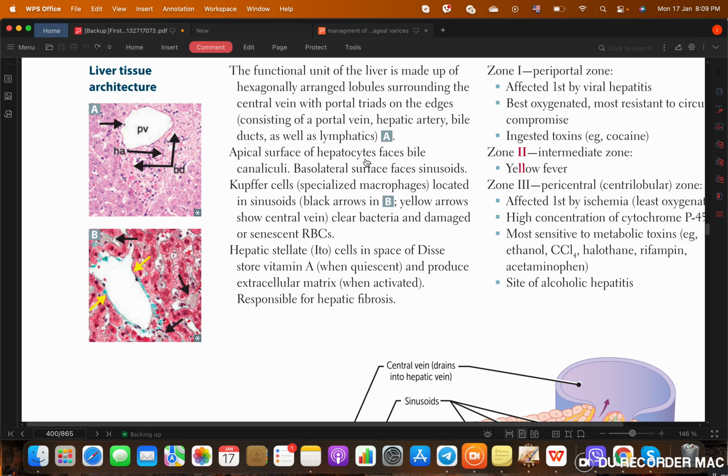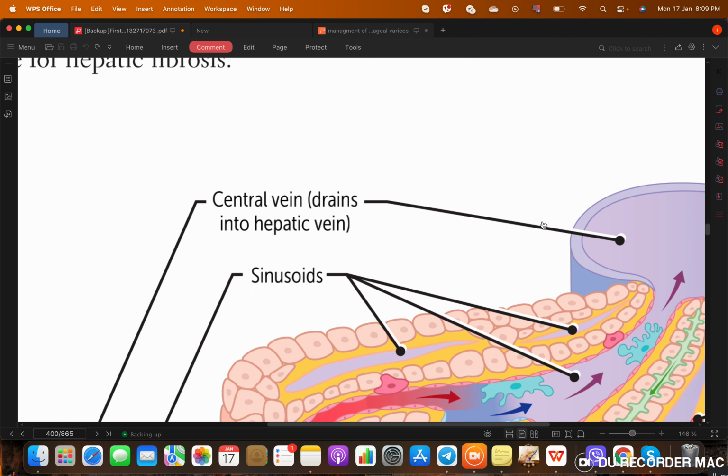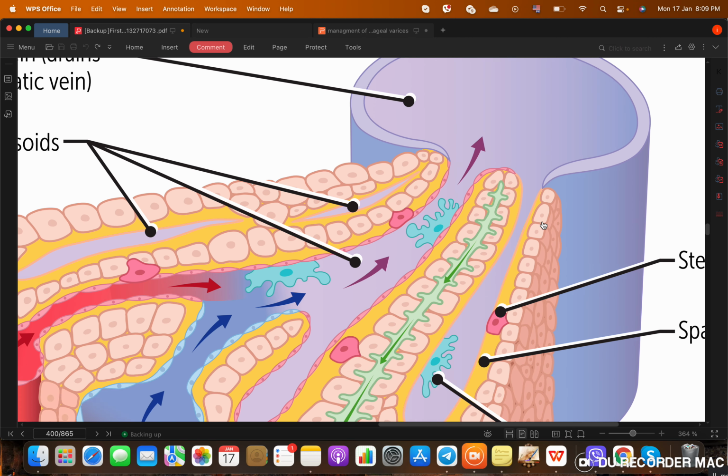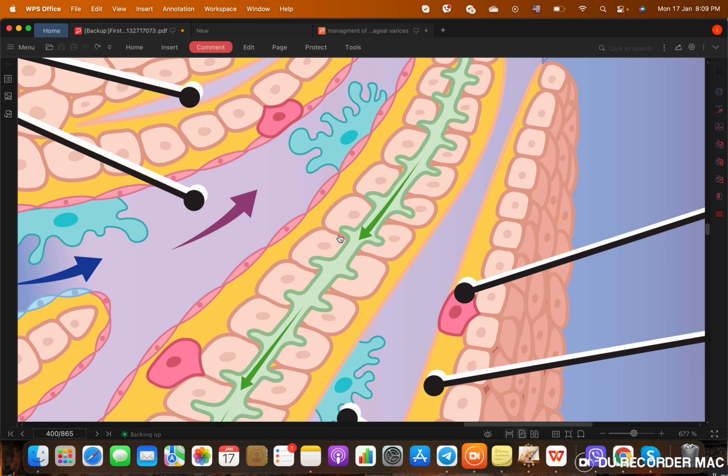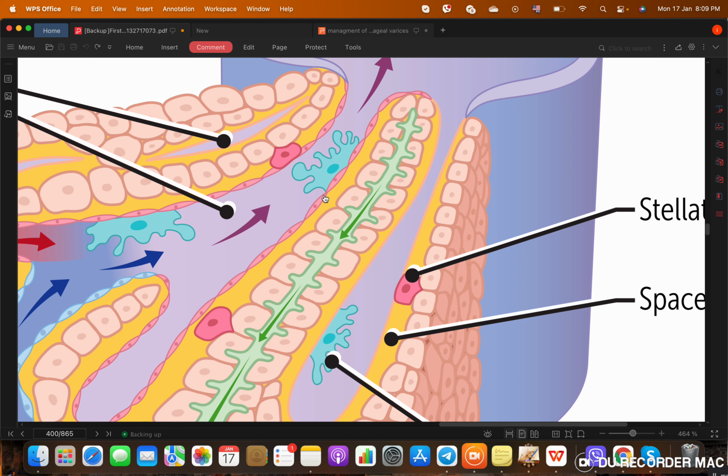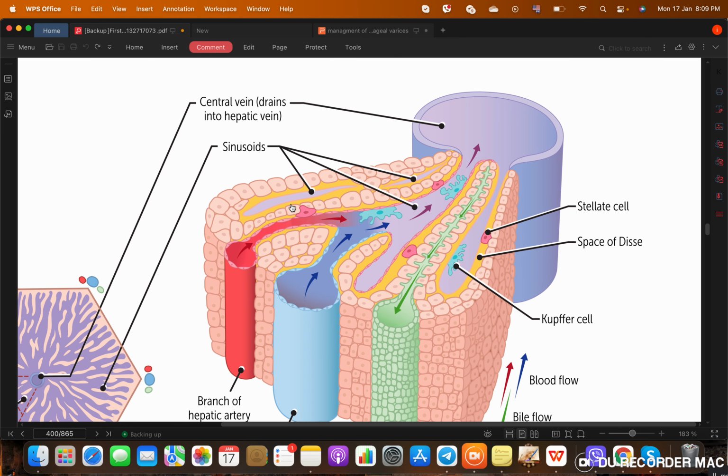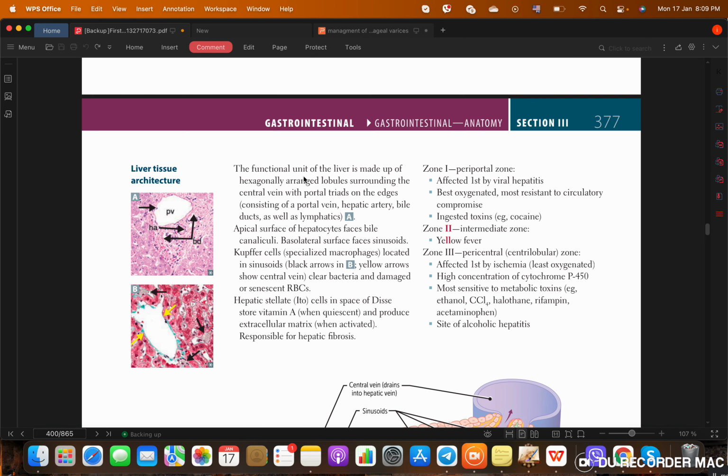The apical surface of the hepatocyte faces the bile canaliculi, and the basolateral one faces the sinusoid, which means something like this. So this is the apical side of the hepatocyte, and it faces the what? The ductules, which make what inside of them? The bile. Okay, and their basolateral side, which is the other side, is going to face the sinusoid, which has passage of what? The answer is blood.